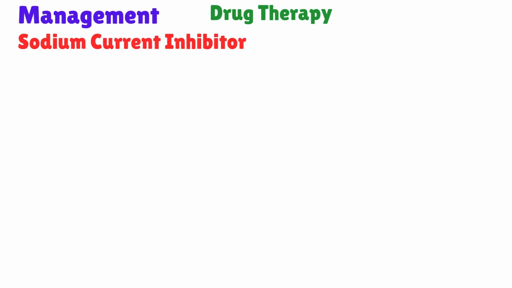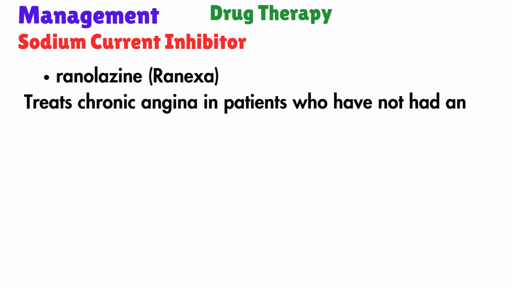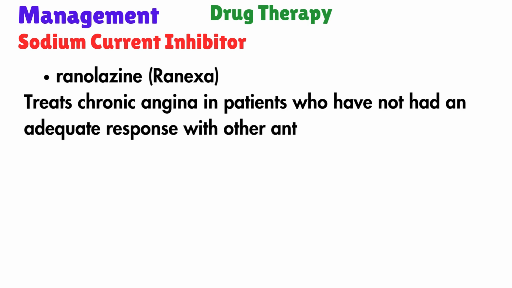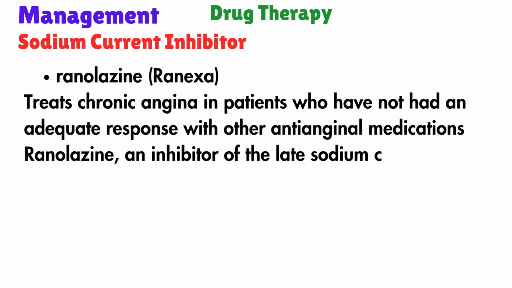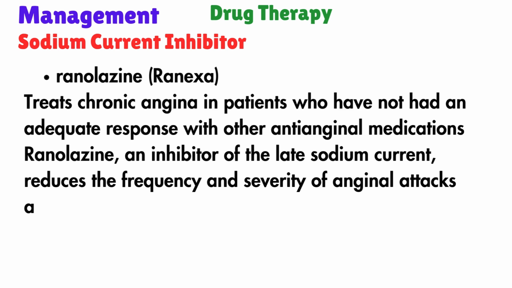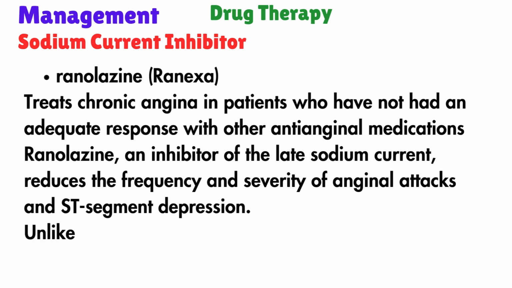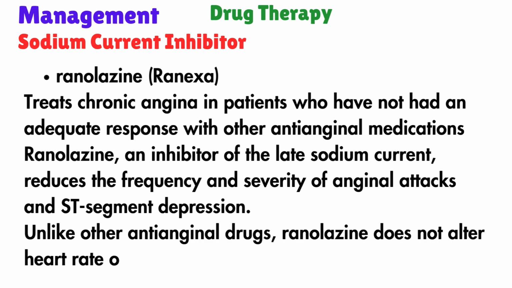Next drug is sodium current inhibitor. Example is ranolazine. This drug is used to treat chronic angina in patients who have not had an adequate response with other anti-anginal medications. Ranolazine is an inhibitor of the late sodium current, reduces the frequency and severity of anginal attacks and ST segment depression. Unlike other anti-anginal drugs, ranolazine does not alter heart rate or blood pressure.